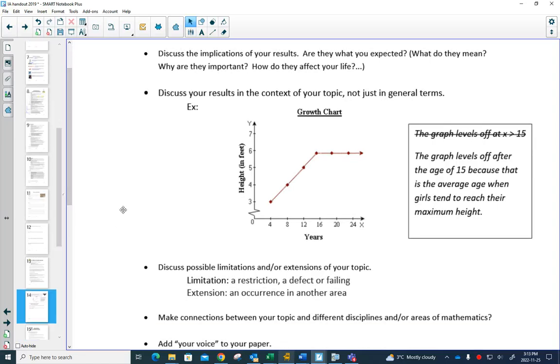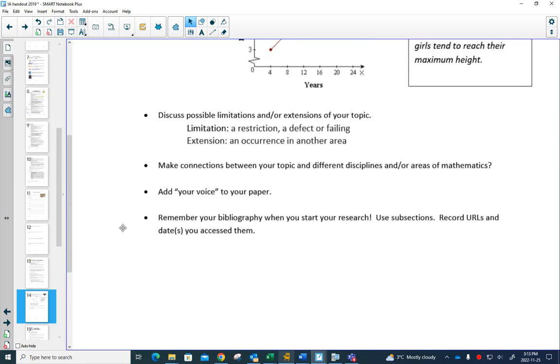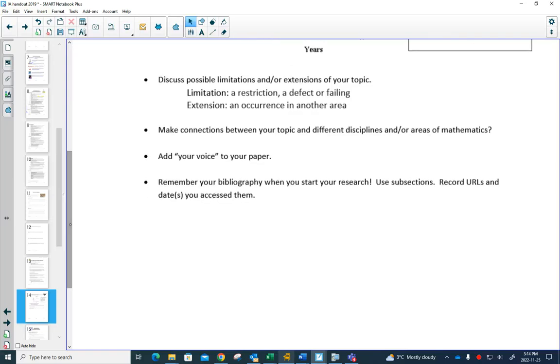Okay, other reflection things: limitations, extensions. Right? Maybe you say, oh, it would also be very interesting to look at this part, even though I can't do this in my paper because my paper is already long enough, but this would be things that make me interested in further studies. So, add your own voice, and bibliography is there as well.